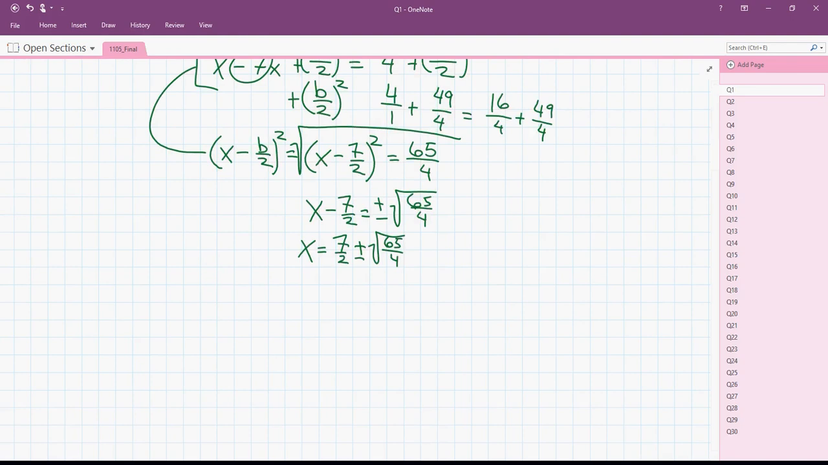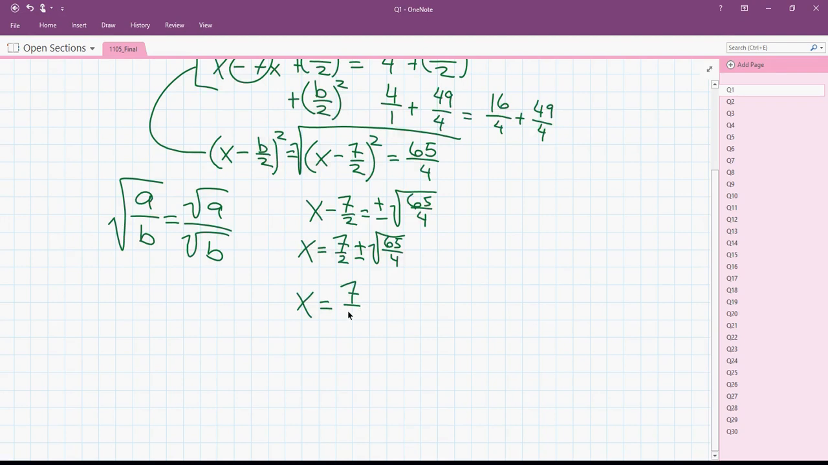Now we can do one further simplification, because if you have the square root of a over b, that's equal to the square root of a over the square root of b. Doing square roots and divisions or multiplications are commutative. You could do one before the other. It doesn't really change anything. So what we know here is the square root of 4 would be 2. So we have that x is equal to 7 over 2 plus or minus square root of 65. We're still just going to leave over 2.